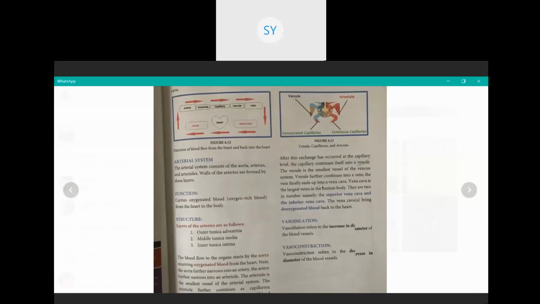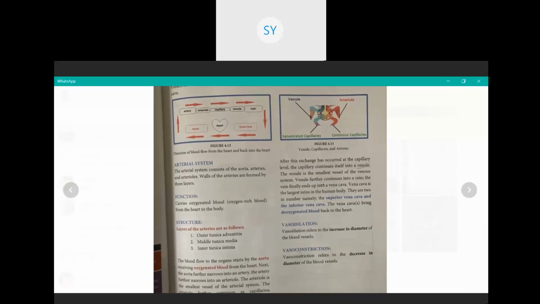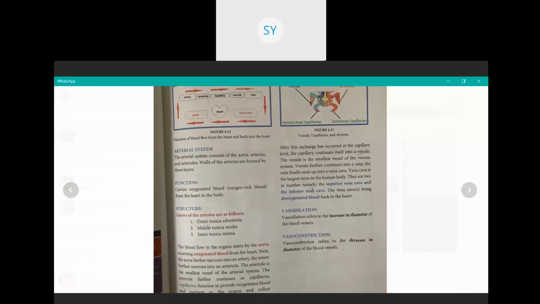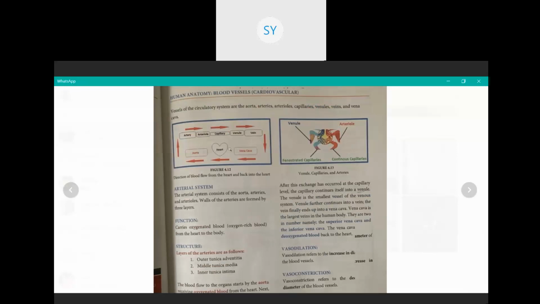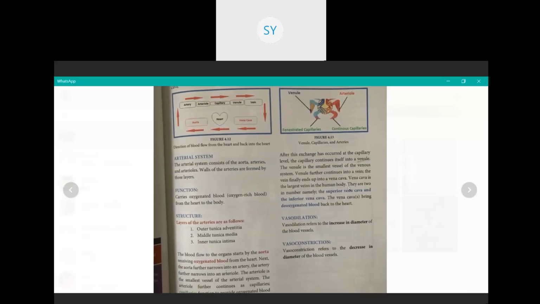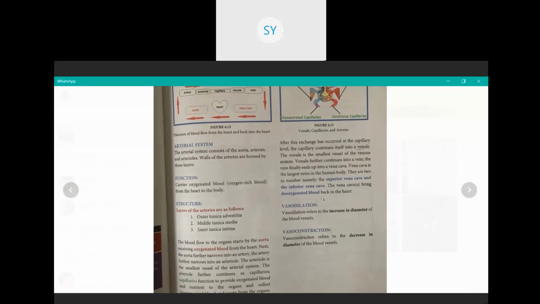After the exchange has occurred at the capillary level, the capillary continues into the venule, and the venule is the smallest vessel of the venous system. The venule further continues into the vein. The vein finally ends up in the vena cava. See here, this is talking about these portions, finally going to the heart: superior vena cava and inferior vena cava. The vena cava brings deoxygenated blood. If you see a vein, just remember that it carries deoxygenated blood. If it is an artery, remember it carries oxygenated blood.